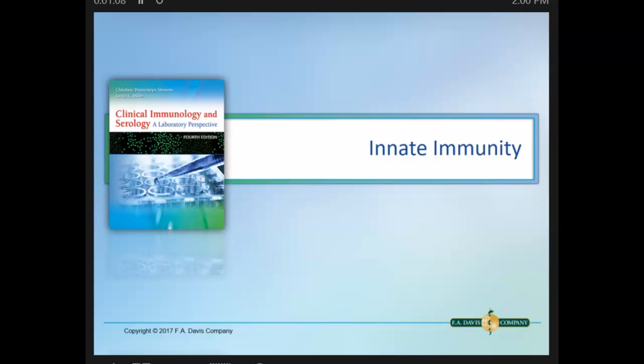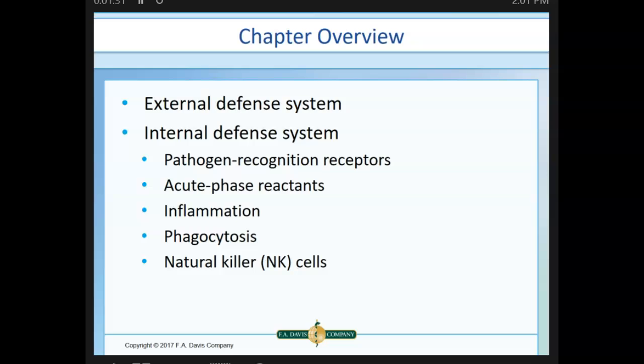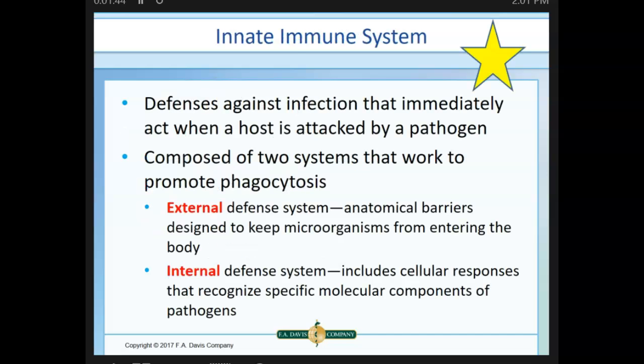Welcome to the lecture on innate immunity. This is a continuation of lecture 1 from immunology and serology, because we talked about the immune system in general overall, and we talked about innate immunity and adaptive immunity. So this lecture is just going to focus on innate immunity. Innate immunity includes both external defense systems and internal defense systems. And we're going to talk about what's involved in each one of these during this lecture.